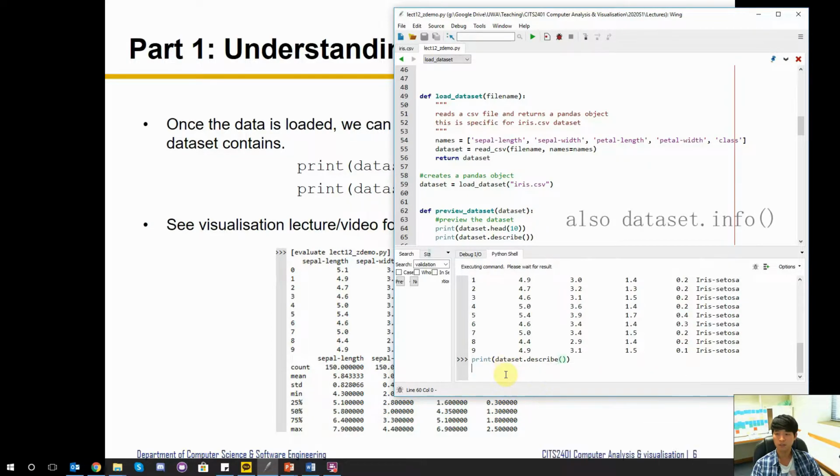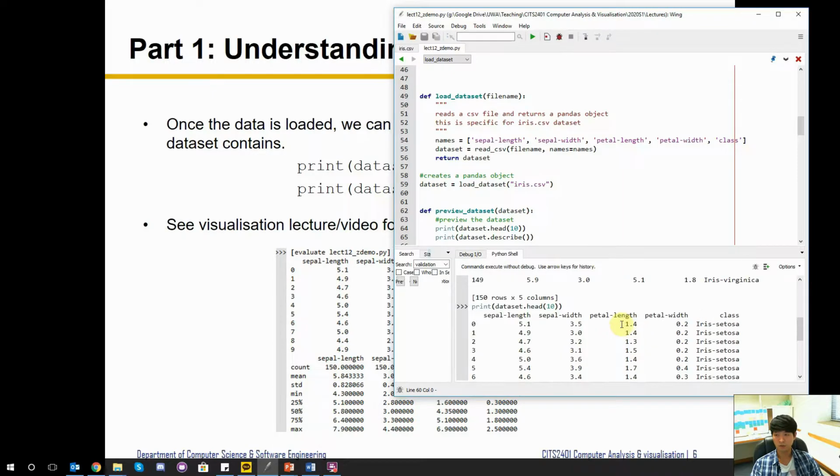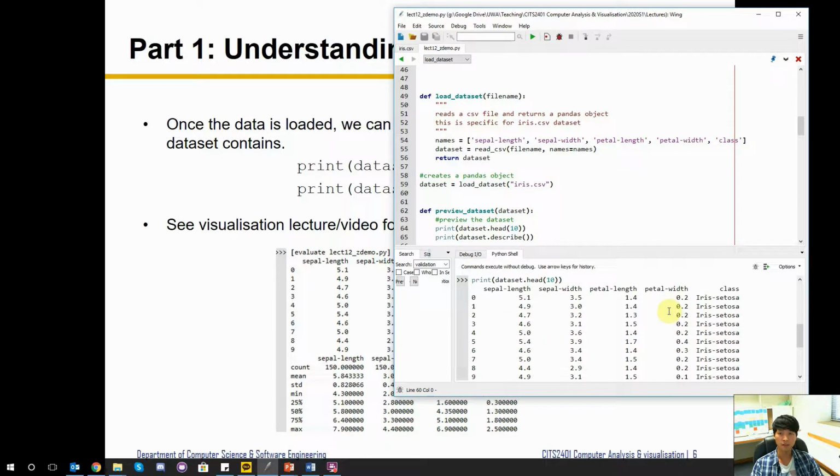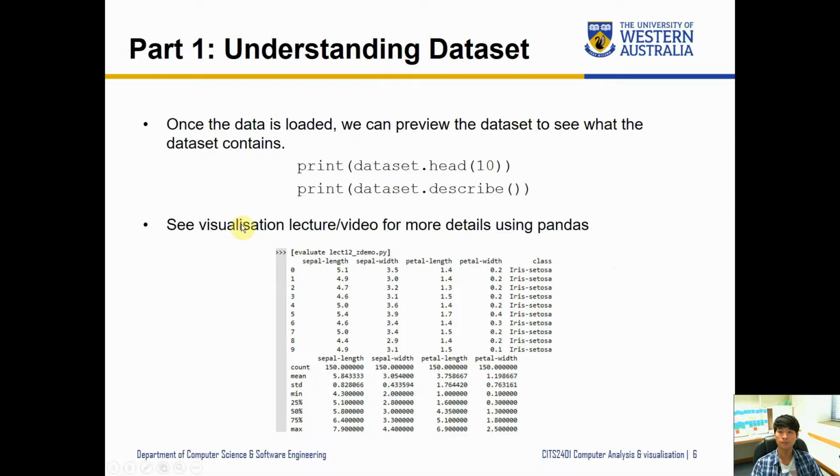dataset.describe. Okay, and this gives us 4 columns, 1, 2, 3, 4, with statistics. So we understand that all of the numbers in these columns are values that we can use. In the pandas video that we covered before, if any of the dataset values is, for example, not a number, we will not be able to describe the column in terms of basic statistics. So see the visualization lecture video for more details using pandas.